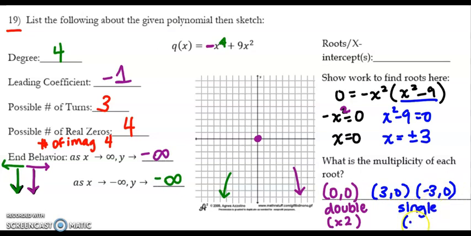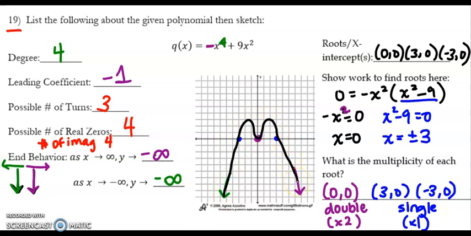Single root, times 1. So I want to plot them, but I'll pass through those points as opposed to bouncing at the 0. So again, our roots are (0, 0), (3, 0), and (-3, 0). So now I got to think about how to connect the dots. I'm supposed to start here, pass through the single root, bounce on the double root, pass through a single root. And there's a good sketch. You also can use your calculator to help you with the sketch. Don't forget that.